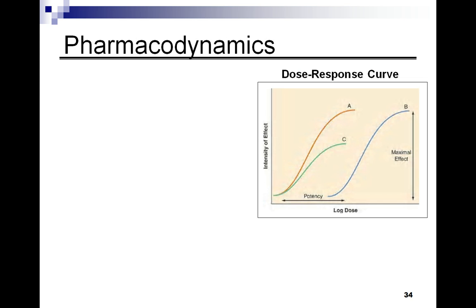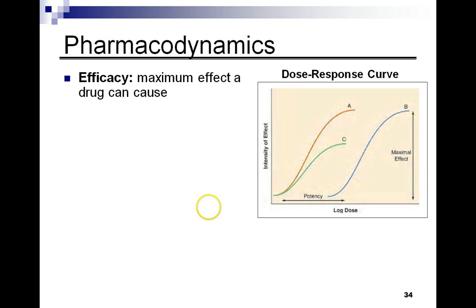Now let's look at dose-response curves. This curve, let's just start with curve A. We are seeing effect, or response, as a function of dose. And as we give more drug, we see more effect. Efficacy describes the maximum effect a drug can cause. So for drug A, there's a maximum effect, and you can't get any more effect than that no matter how much drug you give.